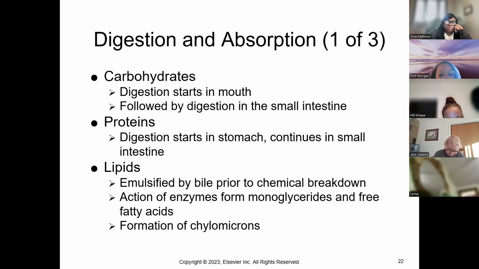Lipids are fats, mostly triglycerides, and they have to be emulsified first. The bile does that with the bile salts. That happens in the small intestines. The enzymes then act on the fats to form monoglycerides and free fatty acids. This allows them to move across the membrane. The lymphatic capillaries in the intestinal villi will absorb and transport these lipids as chylomicrons.